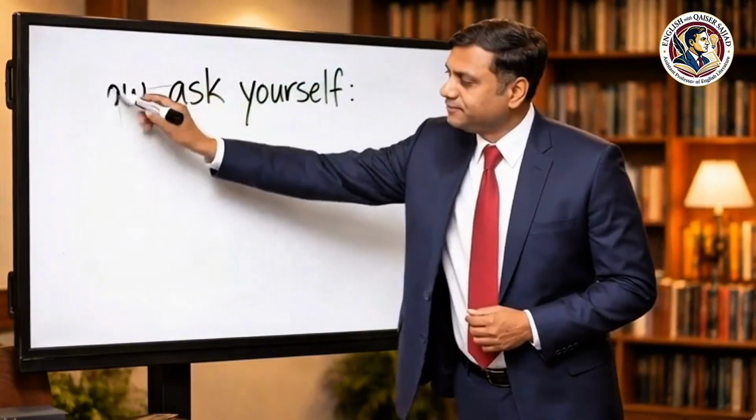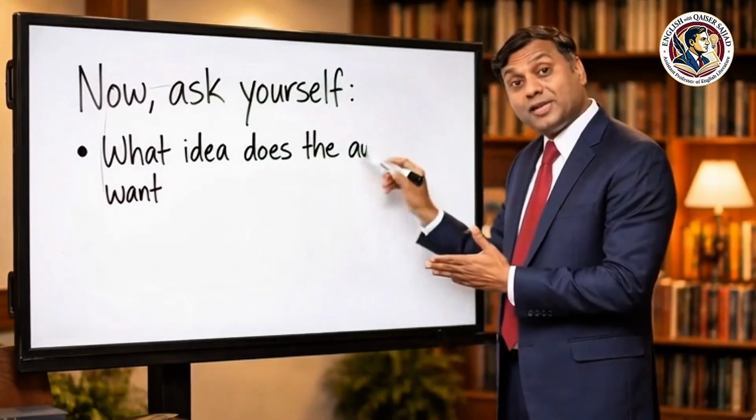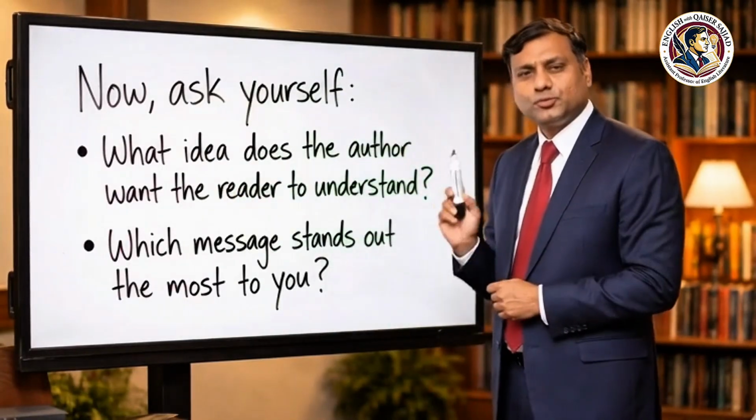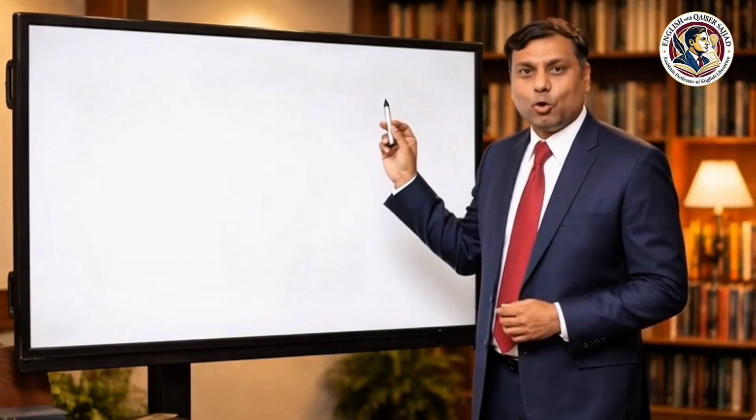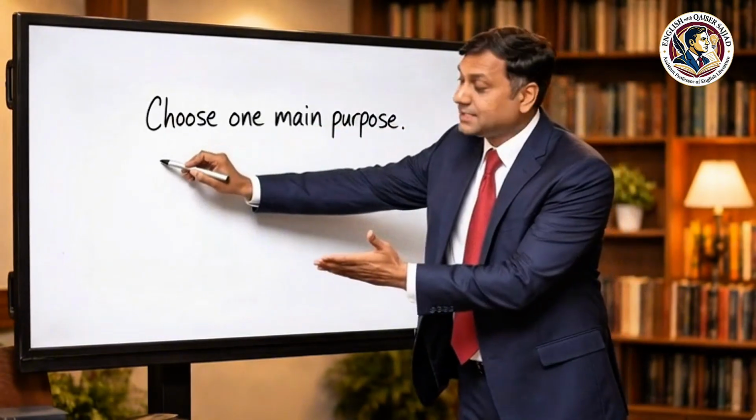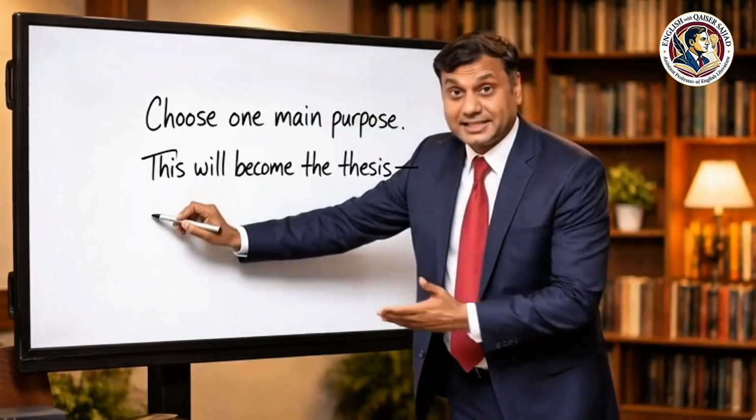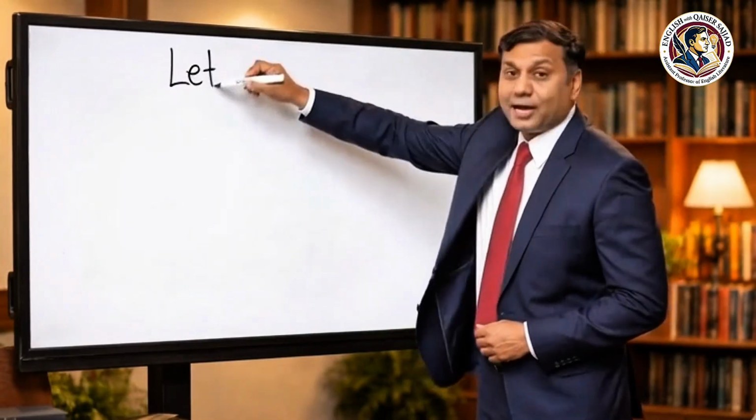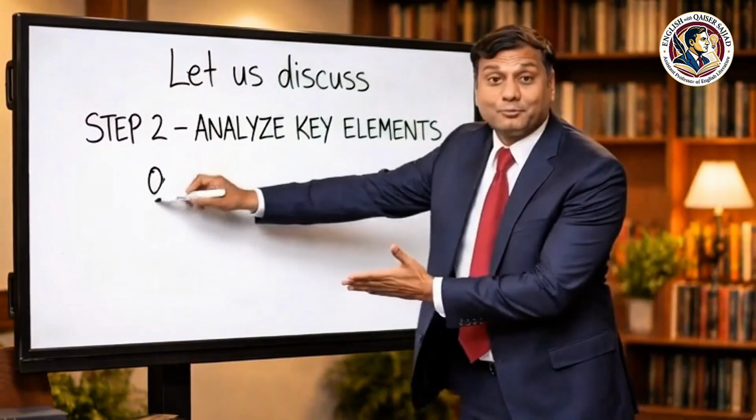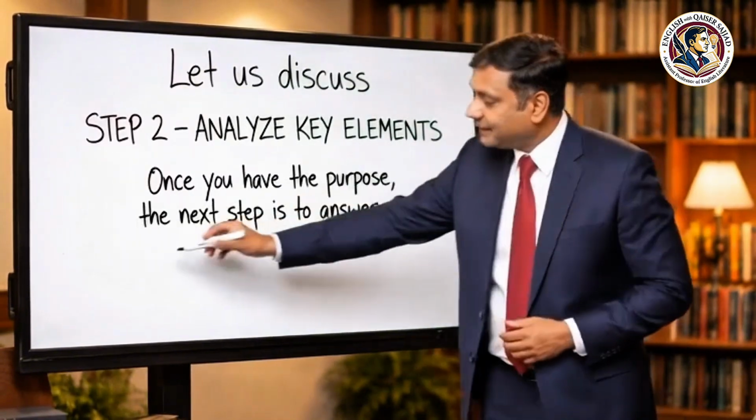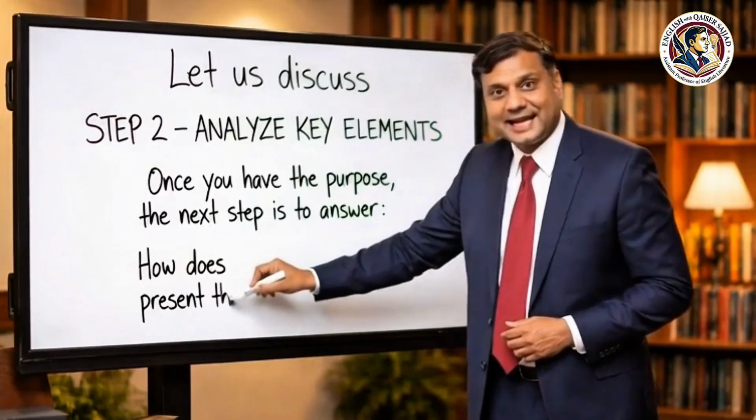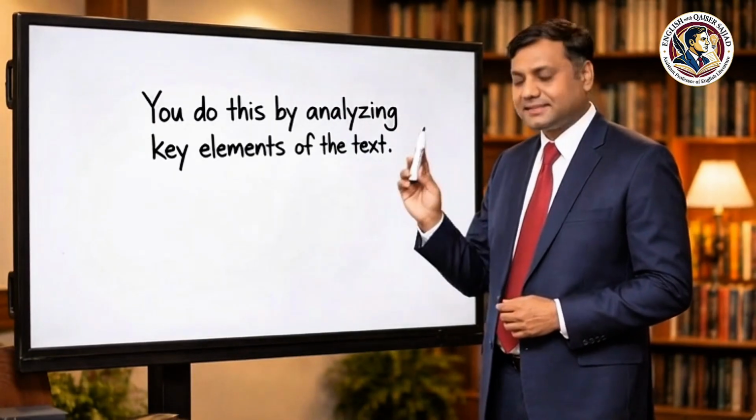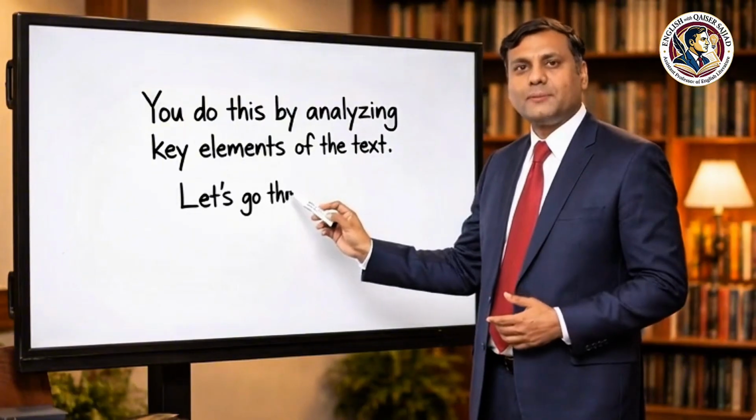Now, ask yourself, what idea does the author want the reader to understand? Which message stands out the most to you? Choose one main purpose. This will become the thesis, the backbone of your analysis. Let us discuss step 2, analyze key elements. Once you have the purpose, the next step is to answer, how does the author present this idea? You do this by analyzing key elements of the text. Let's go through them one by one.